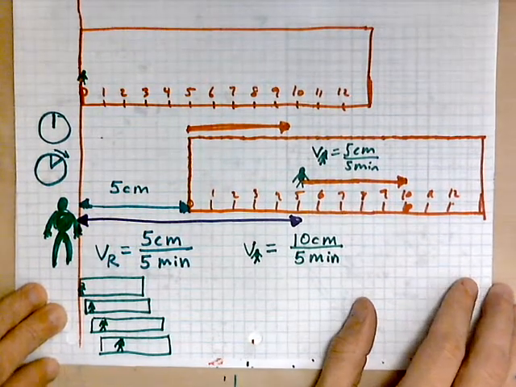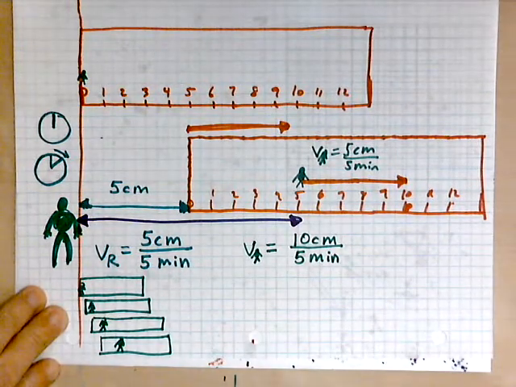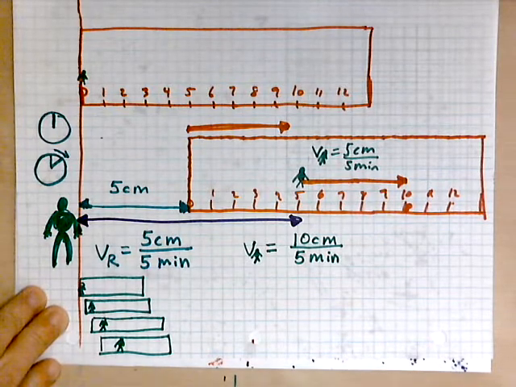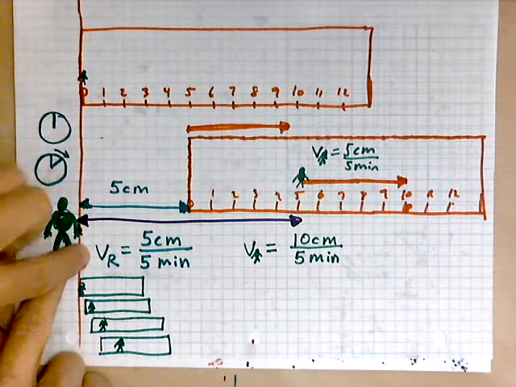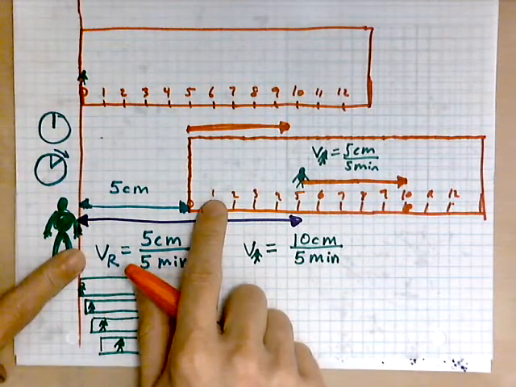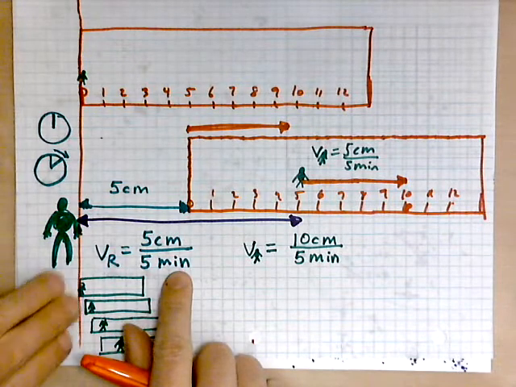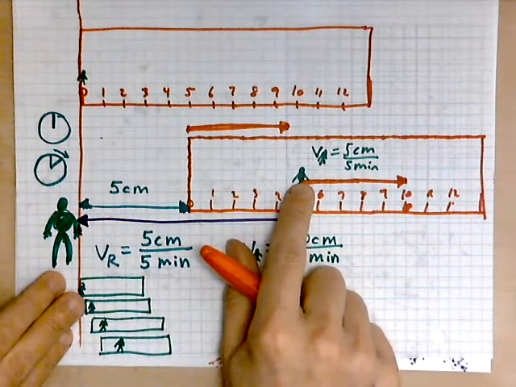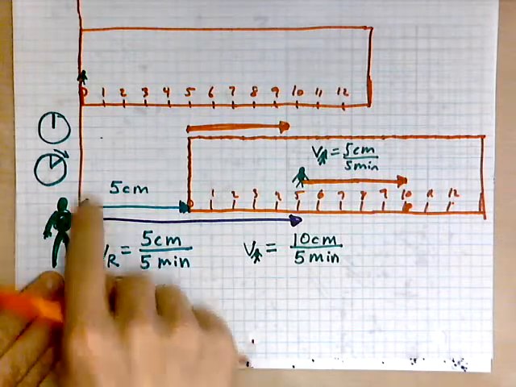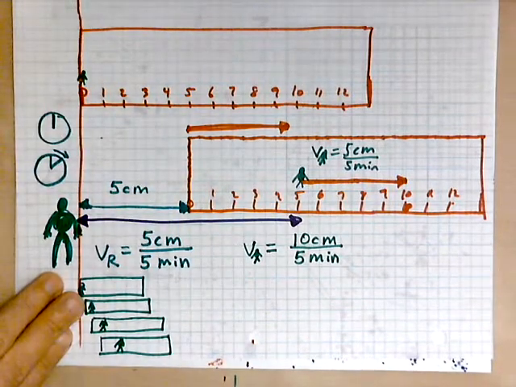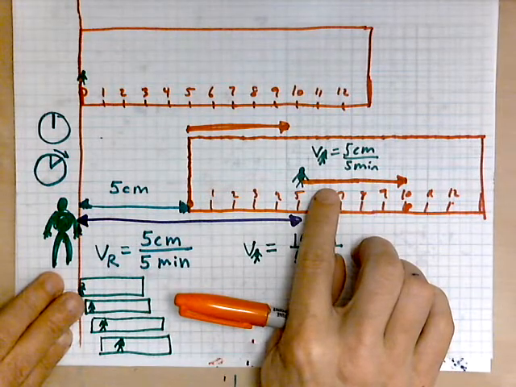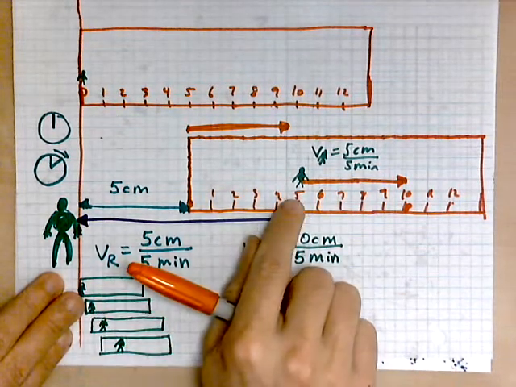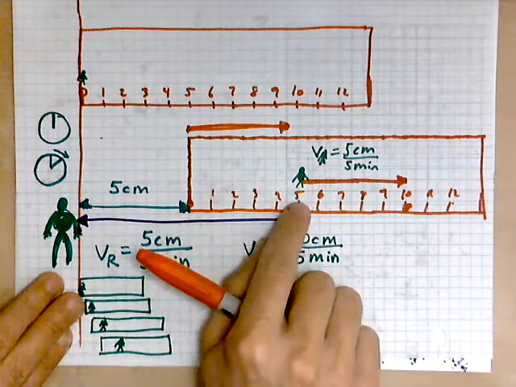So I hope this kind of very detailed analysis is giving you some insights into relative motion. Remember, we use the word relative because if we measure relative to the starting line, the ruler has a velocity of 5 centimeters per 5 minutes. The little green guy has a velocity of 10 centimeters per 5 minutes relative to the starting line. But relative to the edge of the ruler, the little green dude has a velocity of 5 centimeters per 5 minutes. See that from here to here.